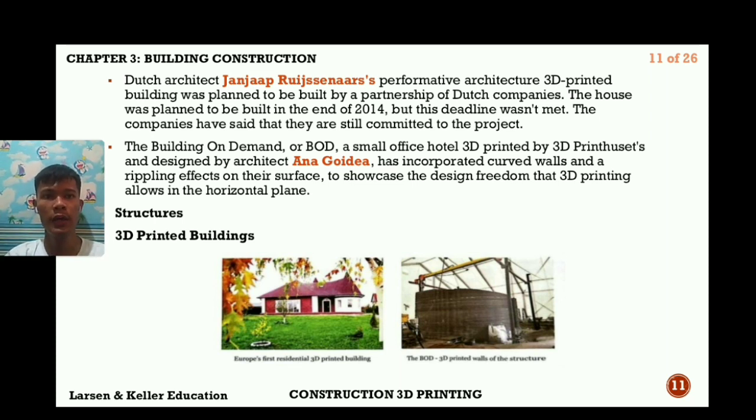The Building on Demand, or BOD, a small office hotel 3D printed by Print the Canal House and designed by architect Ana Goidea, has incorporated curved walls and rippling effects on the surface to showcase the design freedom that 3D printing allows in the horizontal plane.